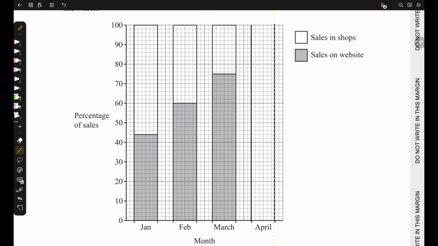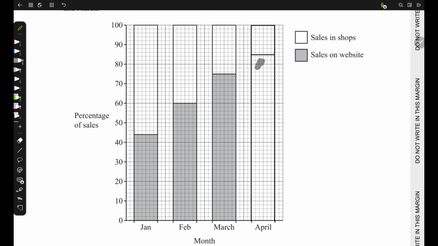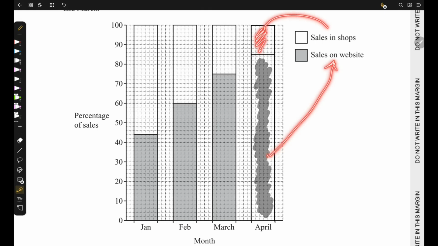So now we have to draw a line till the top. Similarly over here, and we have to shade till 85%. So this is 85%. So we have to shade till over here. So this is the sales on website, and this portion represents sales in shops.